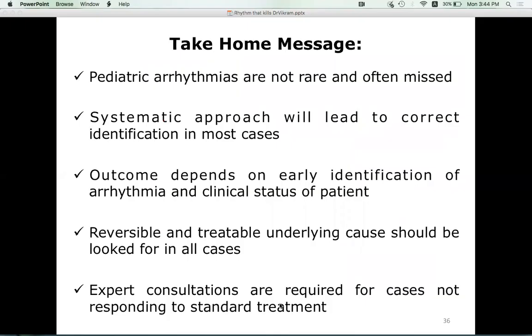So that was it. My take-home messages from this session are that pediatric arrhythmias are not rare and are often missed. A systematic approach can lead to the correct diagnosis in most cases. Outcome will depend upon early identification of the arrhythmias and the clinical status of the patient. Reversible and treatable underlying causes should be looked for in all cases, and expert consultations are required for cases who are not responding to your standard line of management.